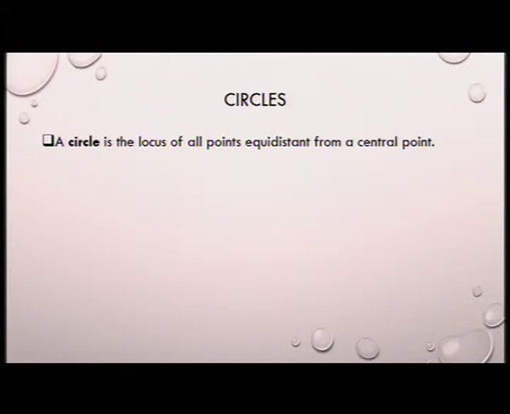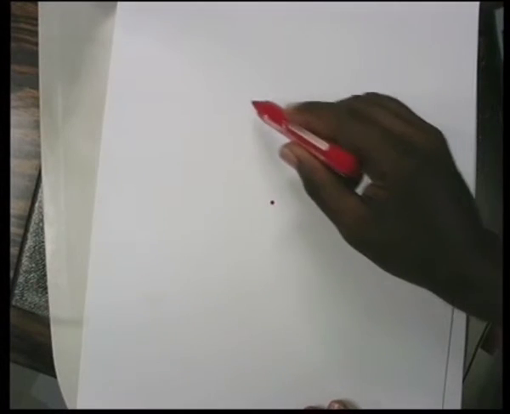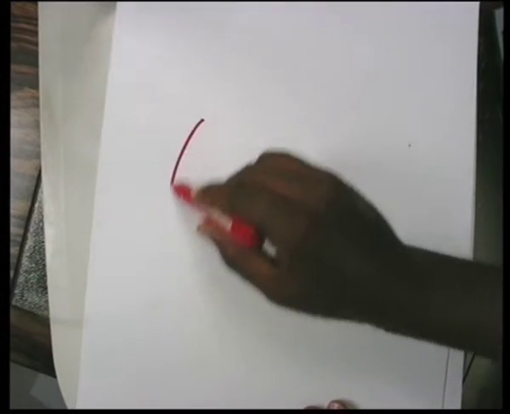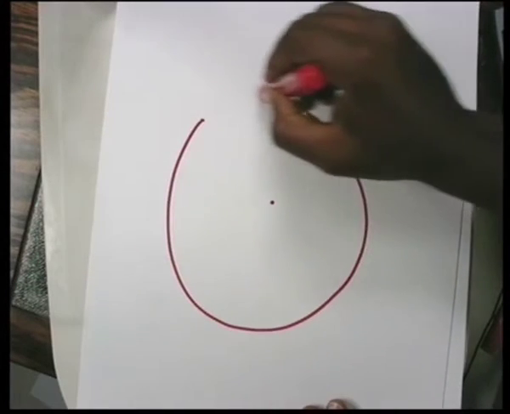A circle is the locus of all points equidistant from a central point. What they mean with that is the following. When you look at a circle, any circle, you have a middle point there. Now, the other points are all around that point at equal distance.